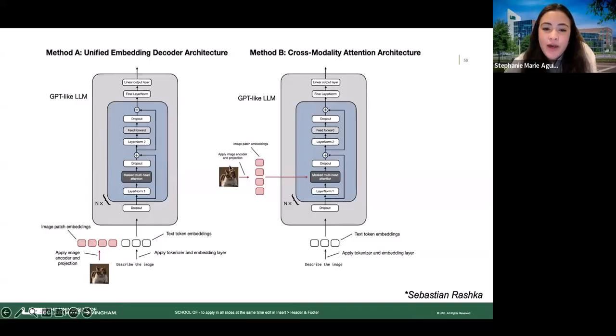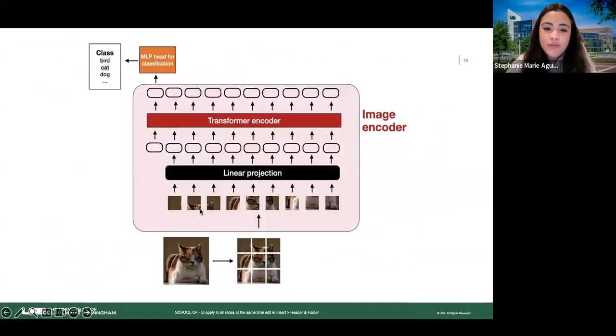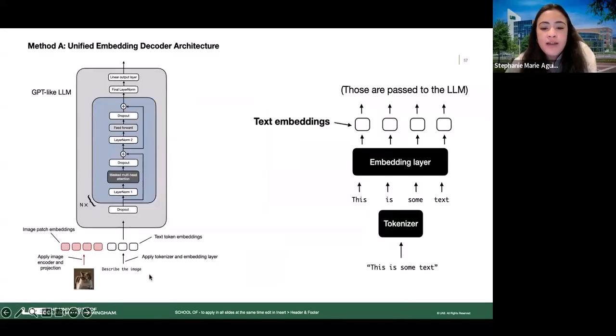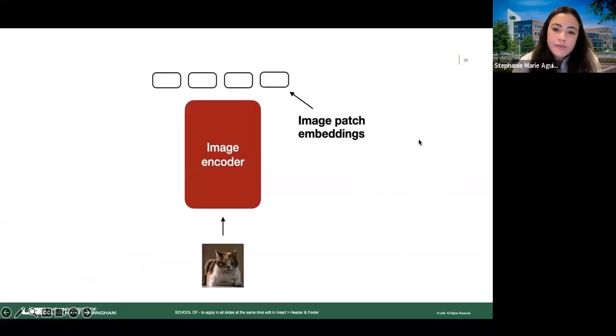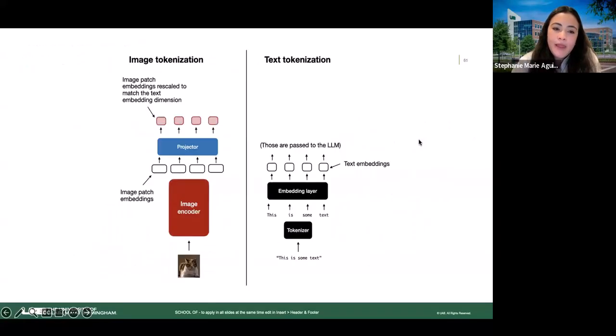So from what we saw here, once you have these patch-based embeddings, you would input them into your model along with the text that you have. As you can see here, you have the tokenizer, this is some text, you put this into the tokenizer, you have your embedding layer, and you have all this matrix that's then passed through the LLM, right? And this is the same.